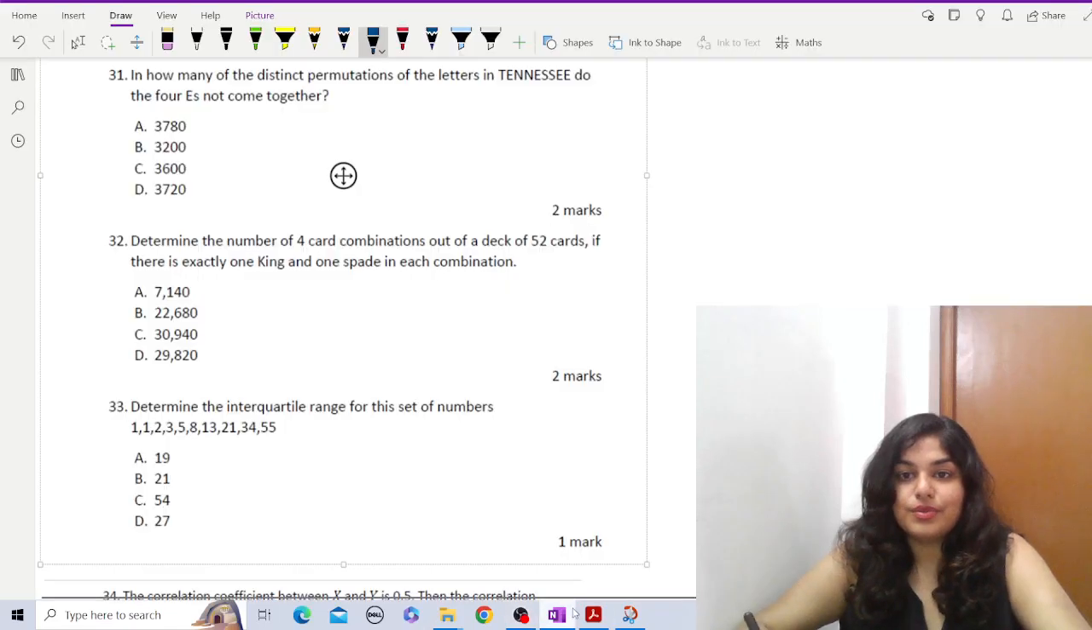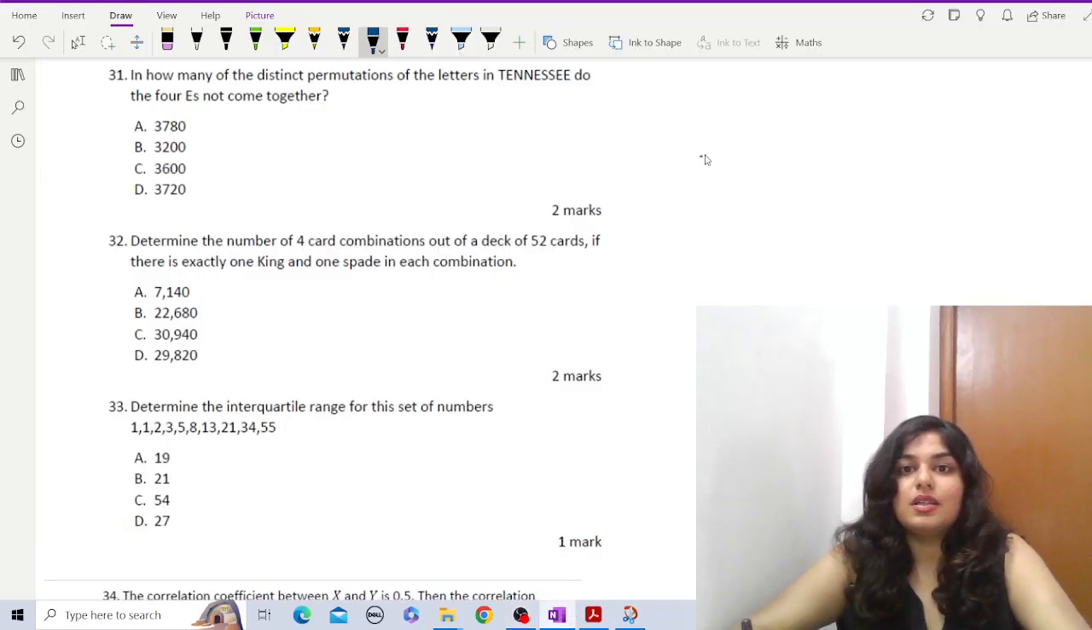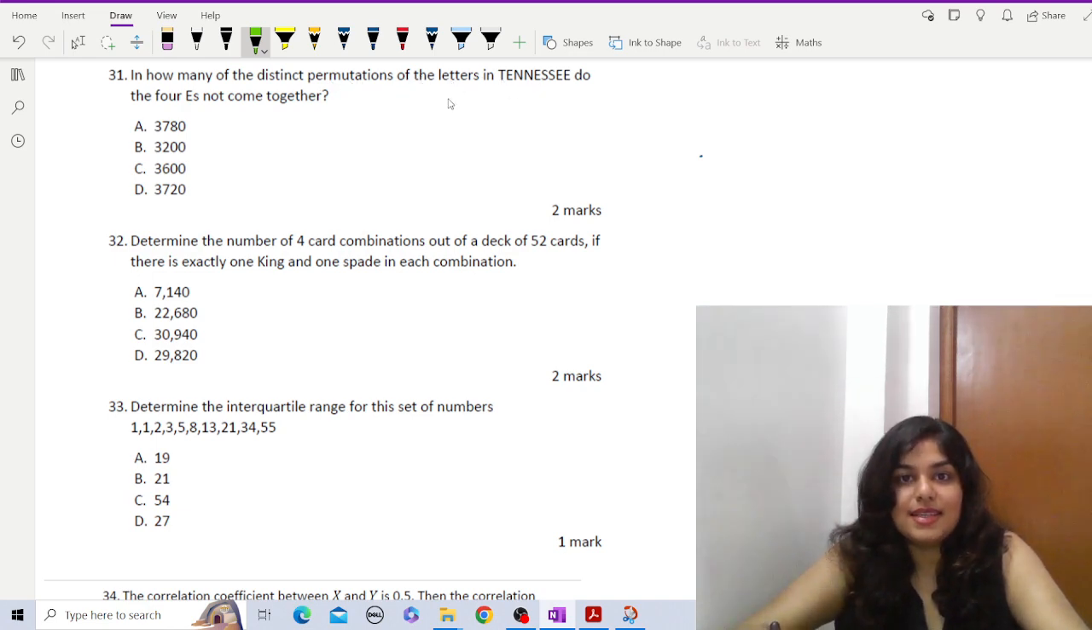So let us continue with the statistics section. So here is the next question. In how many of the distinct permutations of the letters of Tennessee do the four E's not come together? Four E's, this is 1, 2, E, E, right? So here are four E's not come together.